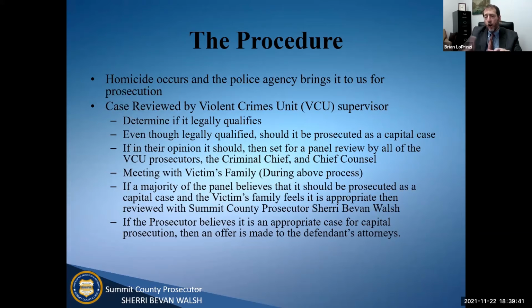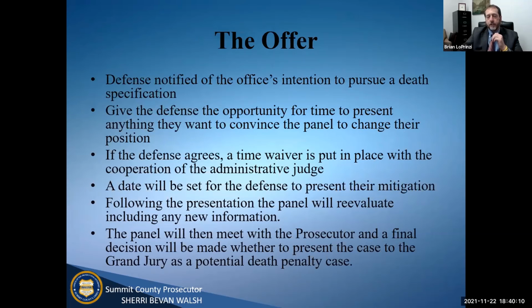And then ultimately, if after the defense has an opportunity to present whatever they want, the victim's family feels death sentence is appropriate, then we will take it to Sherry Bevan Walsh. And then ultimately she will make the decision, yes, you may go forward with pursuing a death sentence in this case. So if any one of those things falters, then it doesn't get past us even. So it never even gets to the grand jury. So that's kind of our process for that.